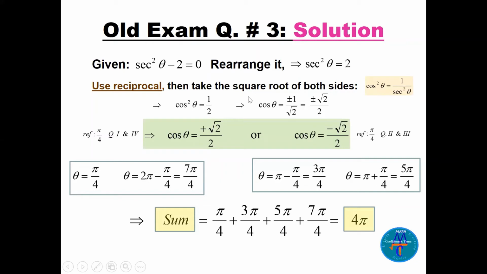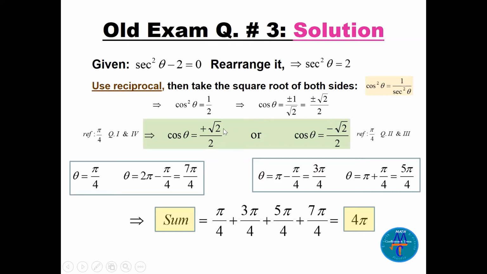We can use the reciprocal. Remember, cosine squared of theta is 1 over secant squared of theta. So instead of this equation, I can write cosine squared of theta is equal to half. Now take the square root of both sides here. You will get cosine of theta equals plus or minus 1 over square root of 2. And when you rationalize it, you get cosine of theta equals plus or minus square root of 2 over 2.